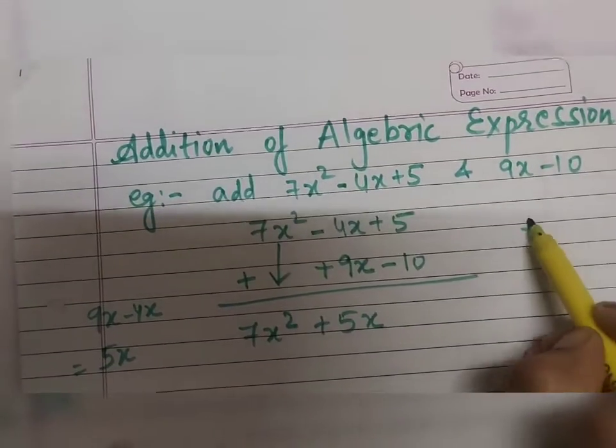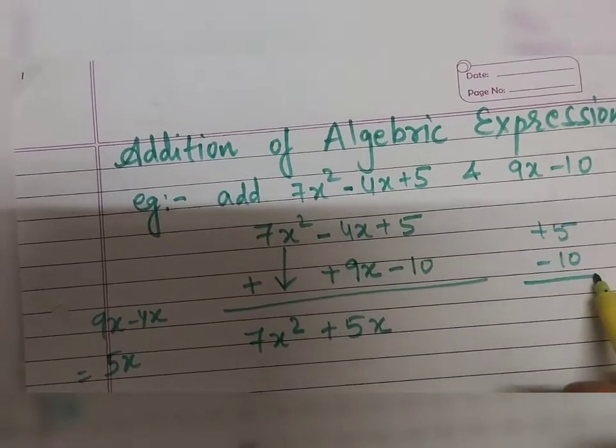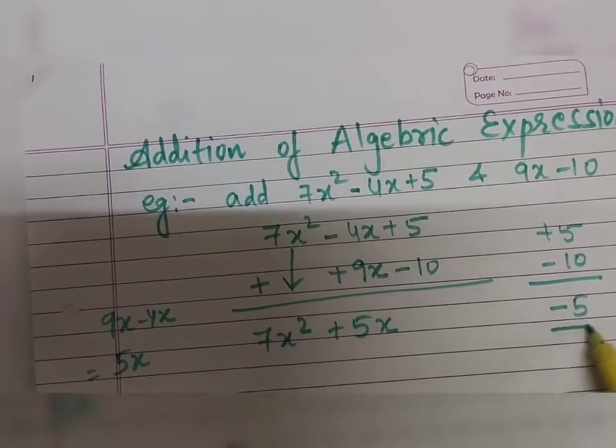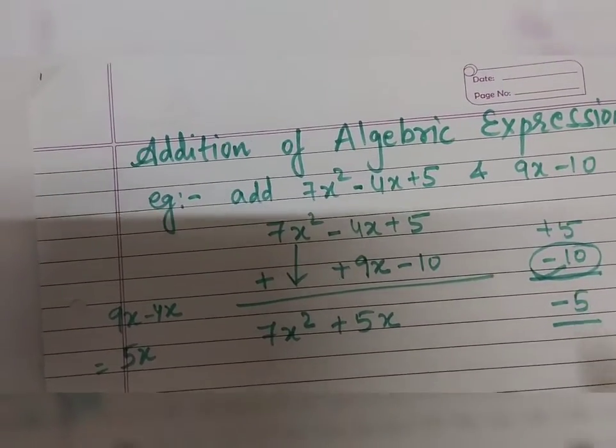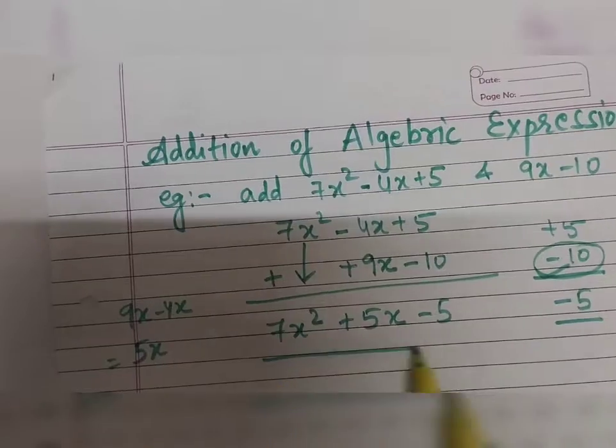Like this, the constants are plus 5 and minus 10. After the solution, we will get minus 5 because the bigger number has the minus sign. So we will write minus here.